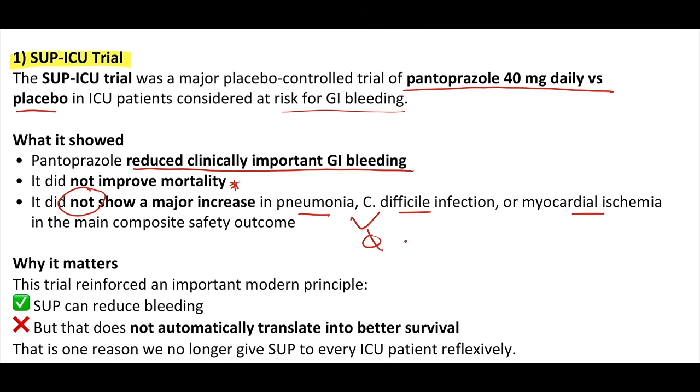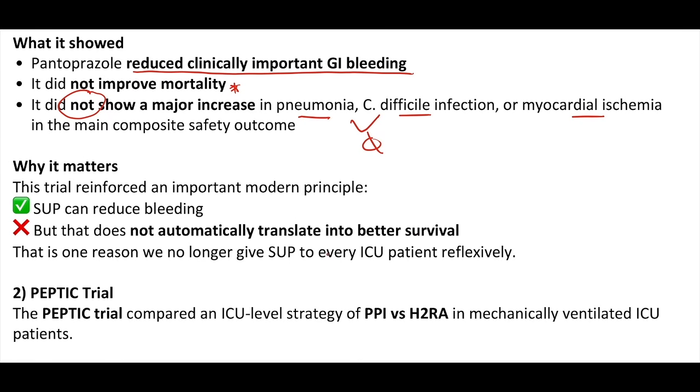infectious complications. So this trial reinforced an important modern principle that stress ulcer prophylaxis, in this trial specifically a PPI, does reduce bleeding. That does not automatically translate into better survival, though, as there's no mortality difference. Although I would say that decreasing bleeding is really important, even if modern medicine is really good at managing that bleeding, so there's not a mortality difference between the two groups, which is wonderful. But reducing clinically important GI bleeding, I would say, is a very big net positive.